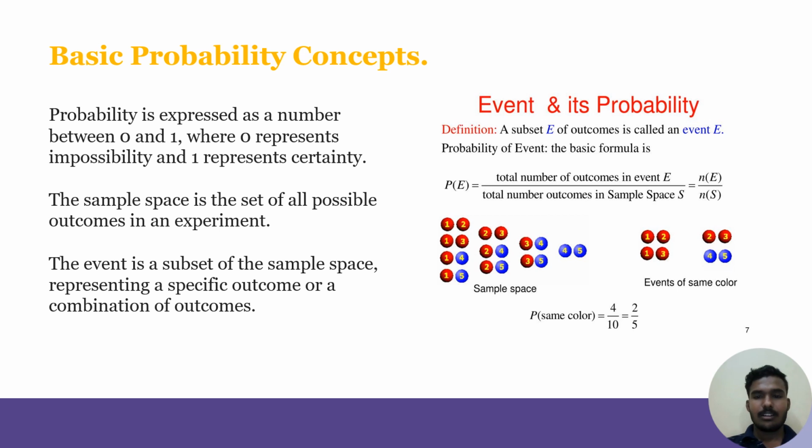Definition: a subset E of outcomes is called an event E. Probability of an event: the basic formula is P(E) equals the total number of outcomes in the event E divided by the total number of outcomes in the sample space S, which is N(E) divided by N(S). And this is an example for probability.